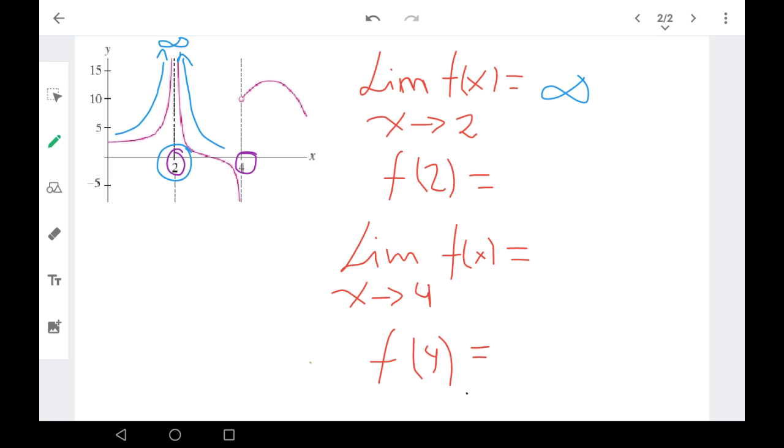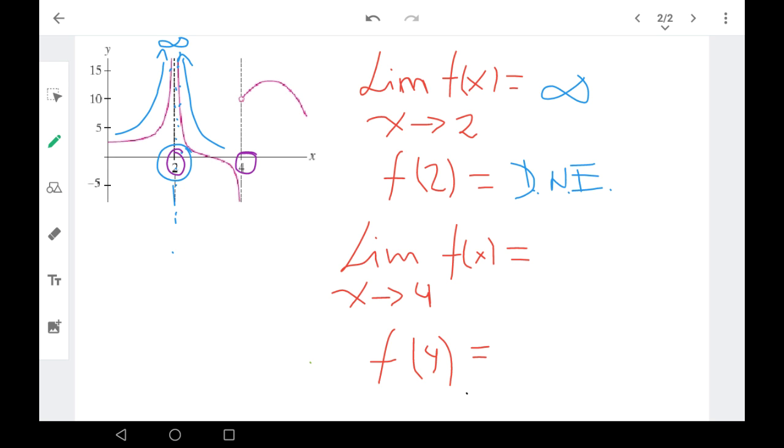So what is f of 2? F of 2 is asking you, what is the y value when x equals 2 on the graph? But since here we have an asymptote, that means that my graph will never touch the 2, so there is no closed point. That means that the point at x equals 2 does not exist because 2 is not part of my graph. There is an asymptote, okay?